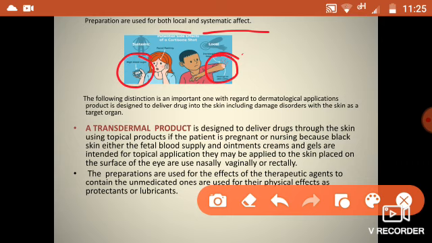Okay, the following distinction is an important one with regard to dermatological application. We have two types of dermatological applications which we use to treat skin problems. Basically, a transdermal product. What is a transdermal product? As the name indicates, this transdermal product is designed to deliver drug through the skin using a topical product, as we discussed earlier in this slide.